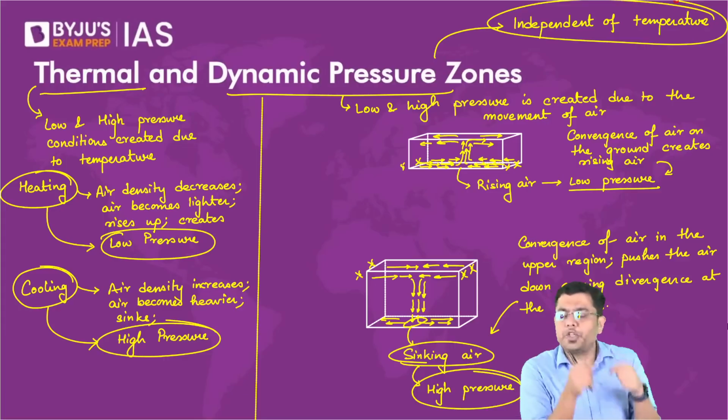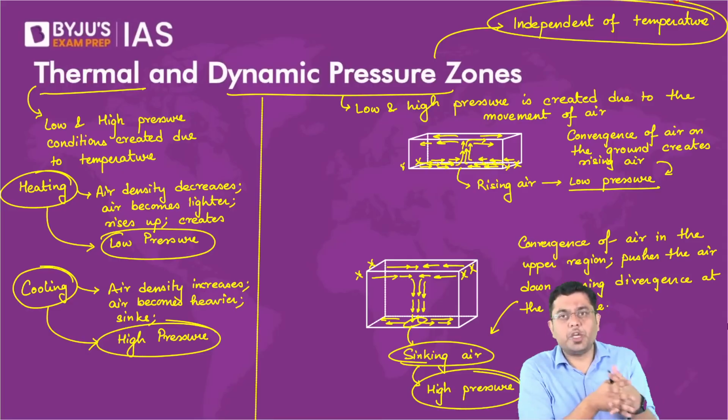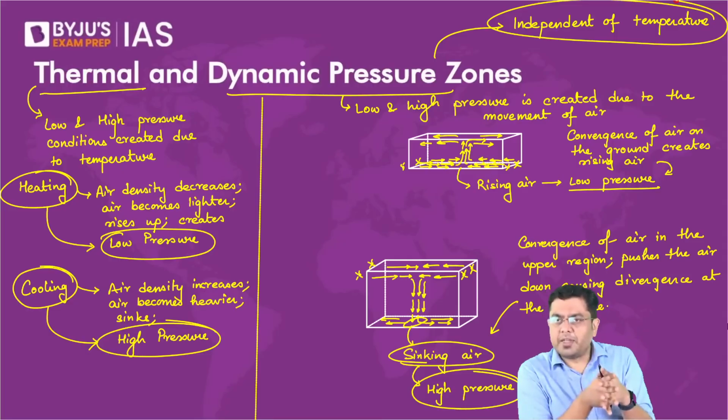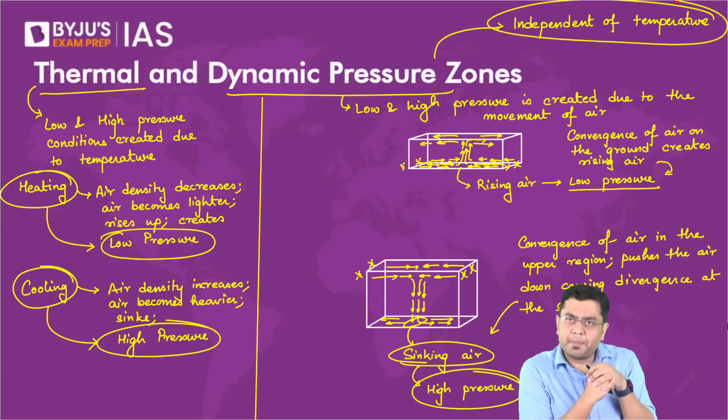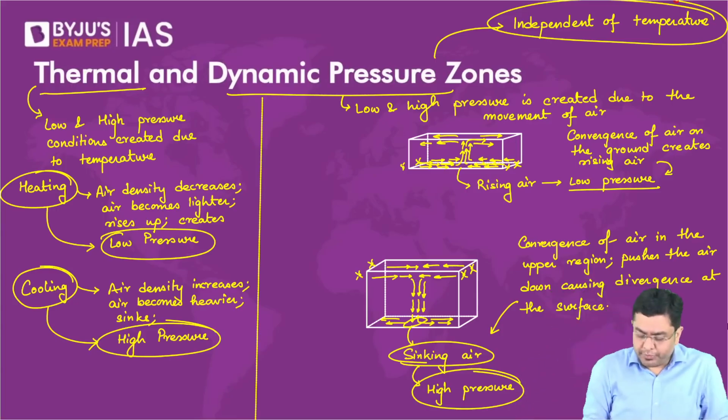So these conditions of low and high pressure, they can be created either by temperature or can be created by the movement of the wind. When they are created purely by the movement of the wind, we refer to them as the dynamic pressure zones. When they are created purely by the aspect of temperature, we refer to it as a thermal pressure zone.